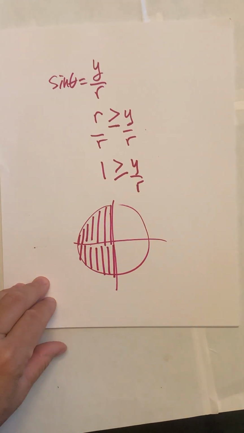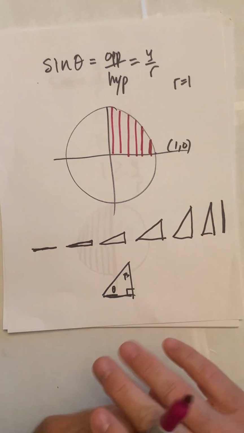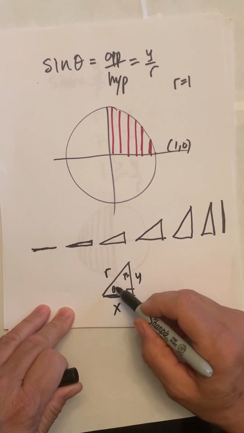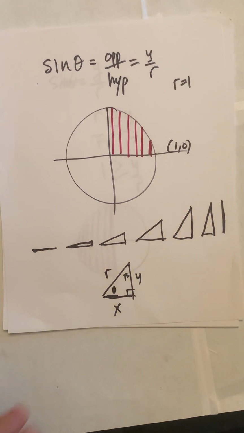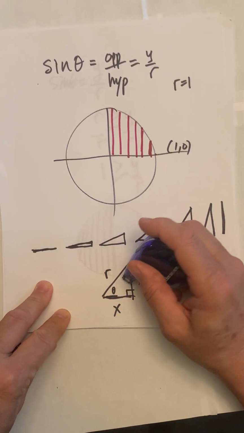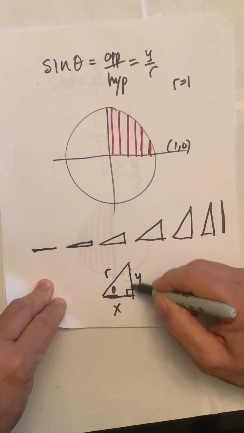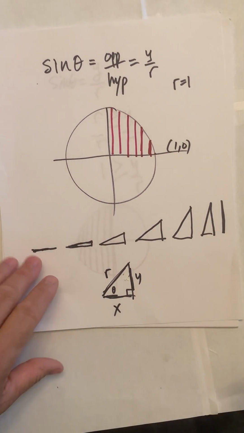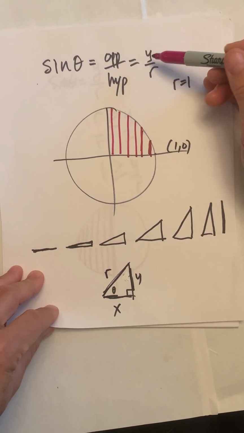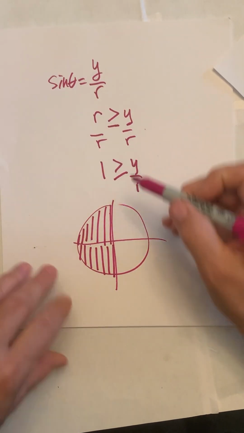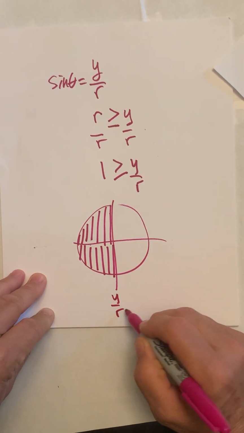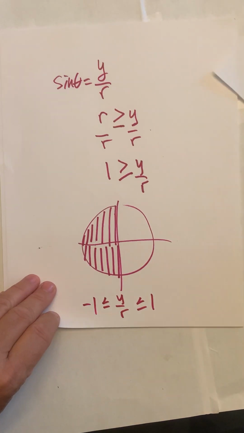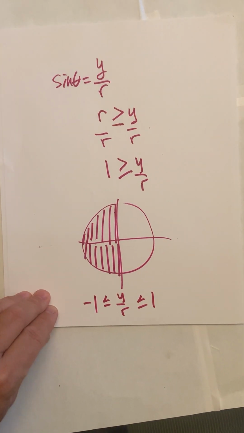And really, for any right triangle, here's your r, here's your y, here's your x relative to, let's say, theta. Let me get beta out of there so it doesn't seem confusing. This length is always smaller than this length. It's got to be true. Therefore, the ratio y over r is always going to be between -1 and 1. That's all that's possible.